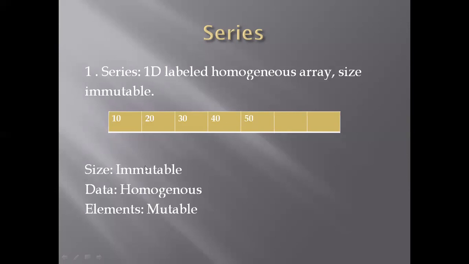And here the elements you can change. Elements are mutable. The size is immutable here, and the elements we can change. This is called a series, one-dimensional data. Suppose you want to add one subject's marks like a one-dimensional array, it will print like this. I will show in the Spyder editor how it will be.